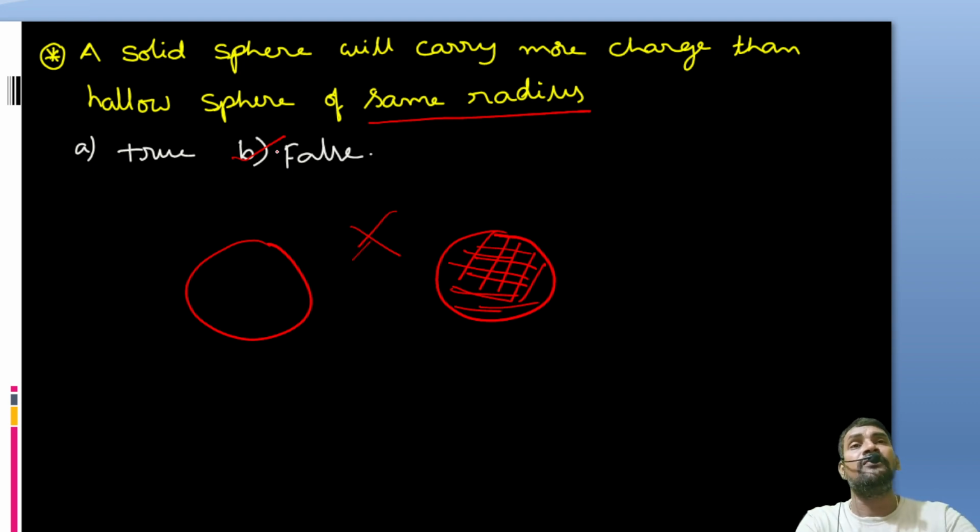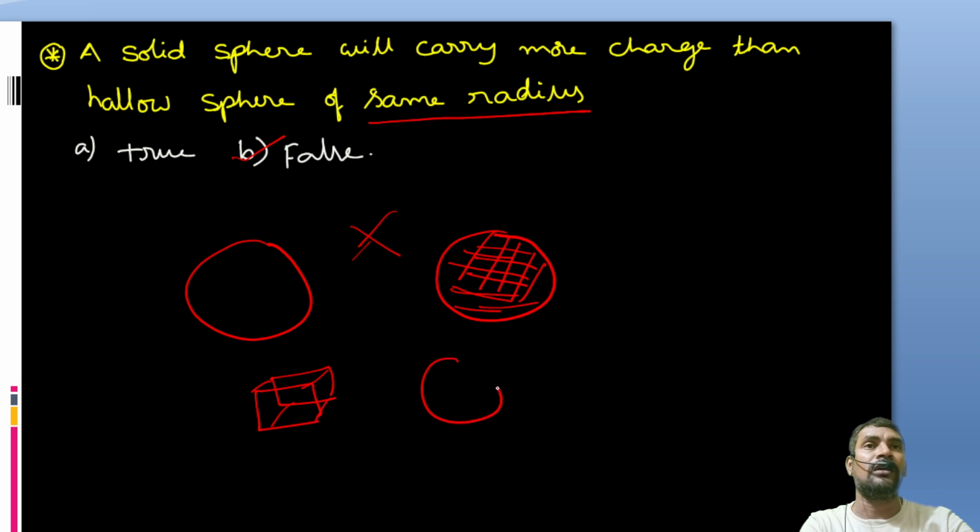For example, if he asks, one is a cube, another one is a sphere, then this surface area is different from this, so there is a possibility that one surface may have more charge than the other if there are two different surfaces. Even if the radius is not the same, there may be a possibility. Okay, I hope it is clear.